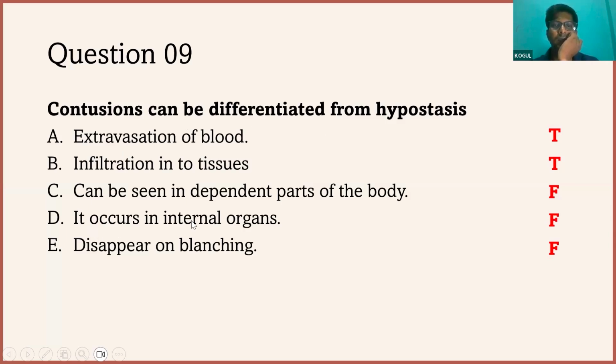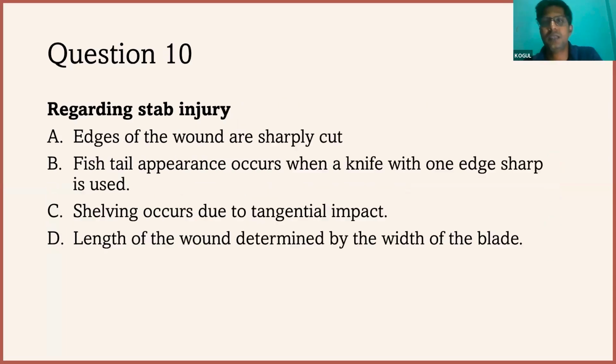So it occurs in the internal organ means ultimately they will check whether you have knowledge regarding hypostasis occurring in the internal organs and contusions also in the internal organs. If you know hypostasis occurs in the internal organs also, you can tell it's false. Otherwise, you may make a mistake. So you need basic understanding of what hypostasis is and where you can see it, because hypostasis can occur in internal organs also, in the lungs, liver, heart. So that is false. Contusion also can occur in internal organs, and hypostasis also can occur in internal organs.